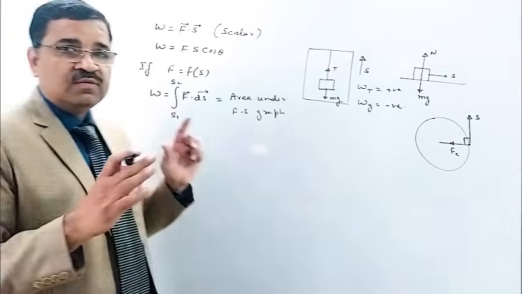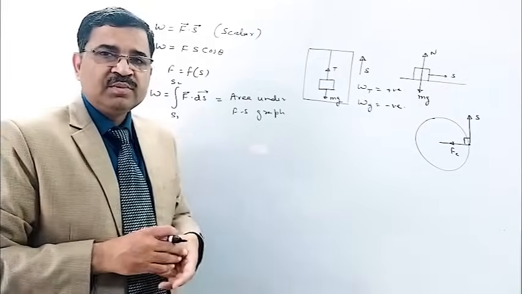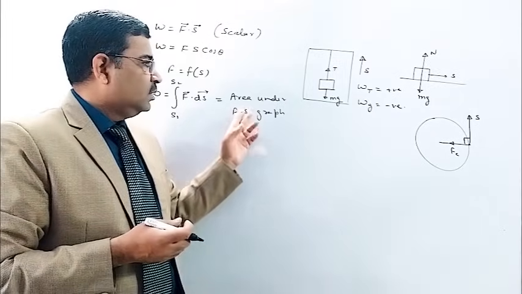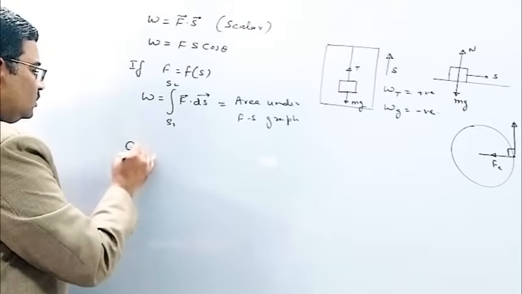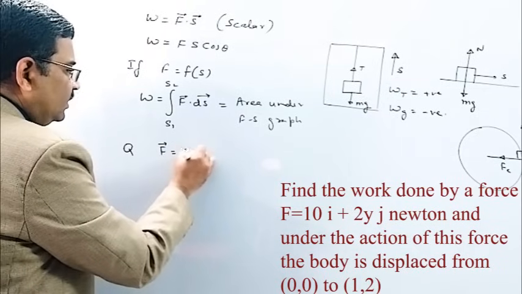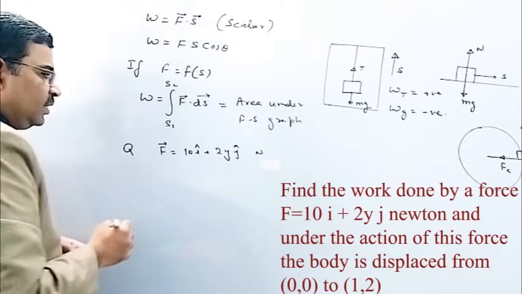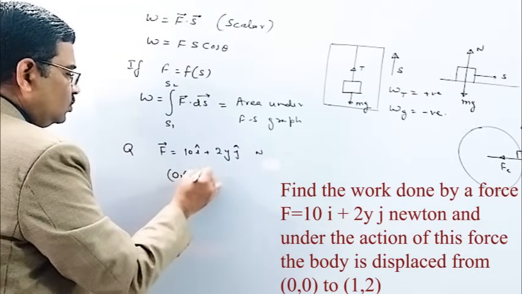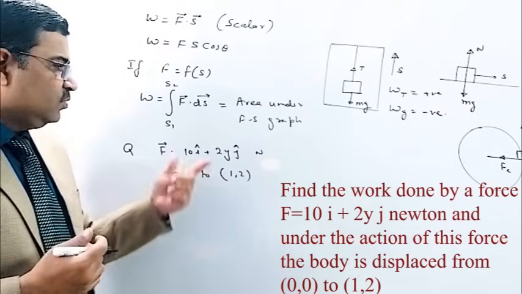पहला क्वेश्चन जो कि कांस्टेंट फोर्स पे डिपेंड करेगा, जिसमें कि हम ये डायरेक्टली अप्लाई करेंगे. दूसरा क्वेश्चन जो कि वेरिएबल फोर्स पे डिपेंड करता है, जिसमें हम इंटीग्रेशन का मेथड लगाएंगे। और तीसरा क्वेश्चन वर्क डन कैलकुलेटेड फ्रॉम द ग्राफ। Now let us take a question. If suppose the question is that find the work done by a force given by F equal to 10i plus 2yj Newton, and under the action of this force the body is displaced from (0, 0) to (1, 2). If suppose this is the question that we have to find the work done of this force.